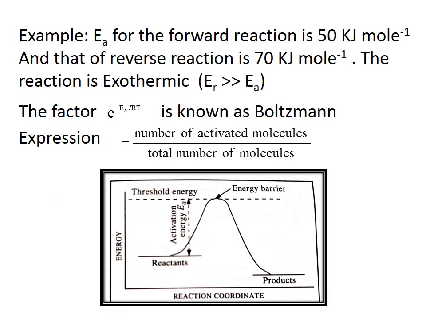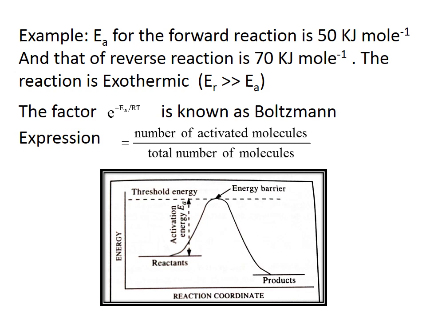Example: Ea for the reaction is 50 kilojoules per mole, and that of the reverse reaction is 70 kilojoules per mole. Here Er is greater than Ea, therefore it is an exothermic reaction. The factor e to the power of minus Ea by RT is known as the Boltzmann expression, which will be equal to the number of activated molecules divided by the total number of molecules present in the system.